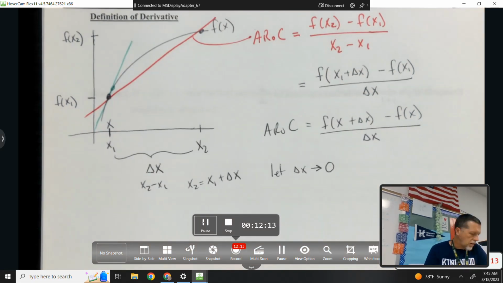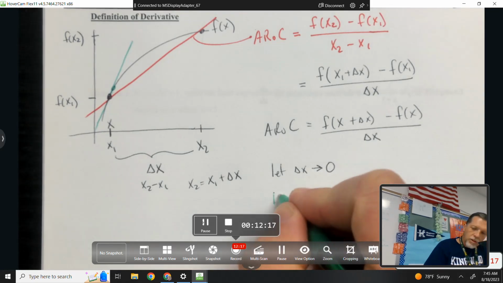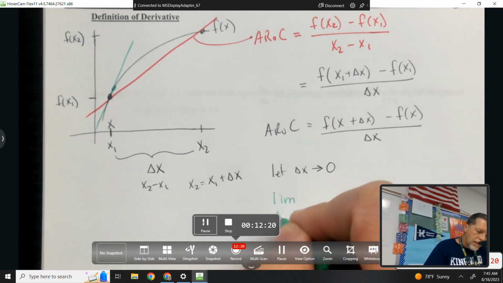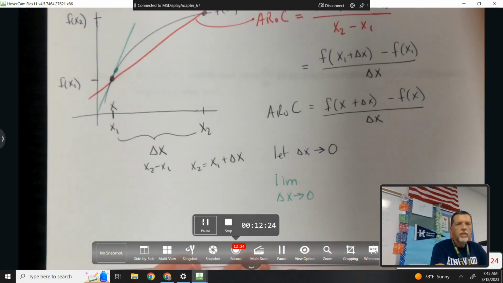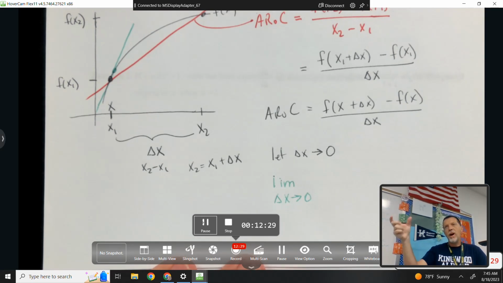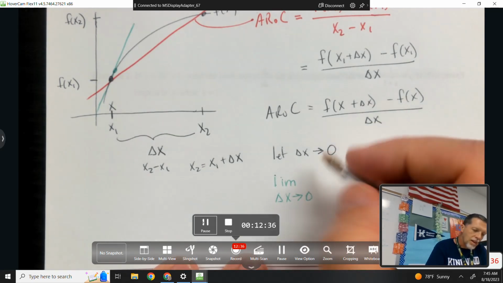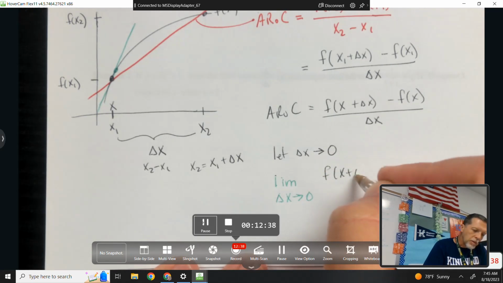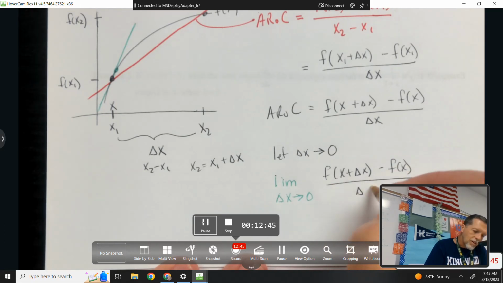In fact, this looks like a limit. So I'm going to do the limit as delta x goes to 0. So it's, instead of this average rate of change over this big spot, I'm going to shrink that delta way down to 0. And this is still going to be the same. So it's still the same formula, f of x plus delta x minus f of x over delta x.